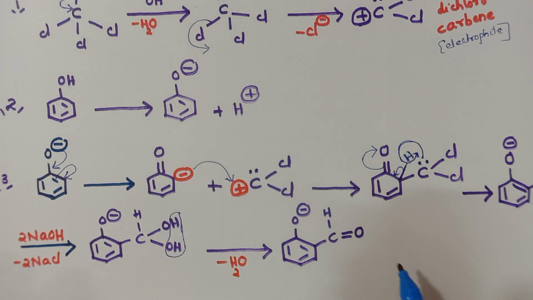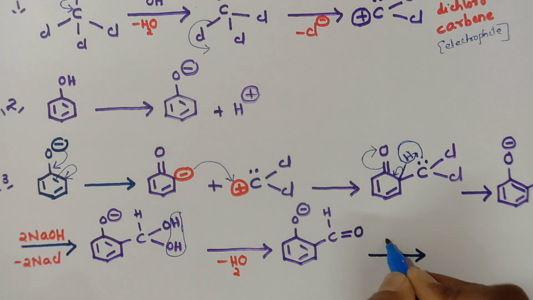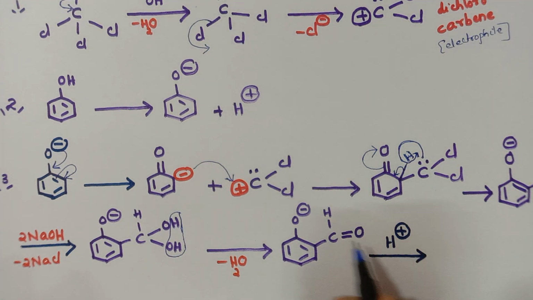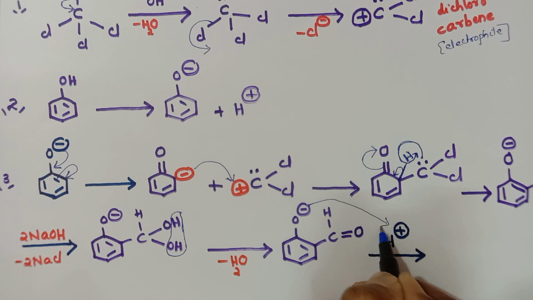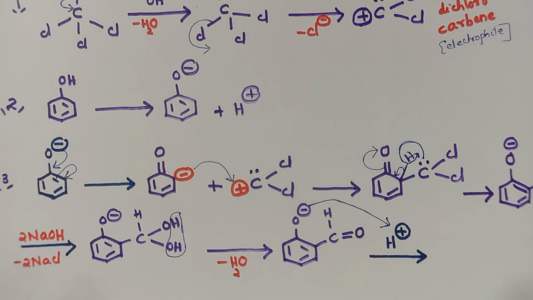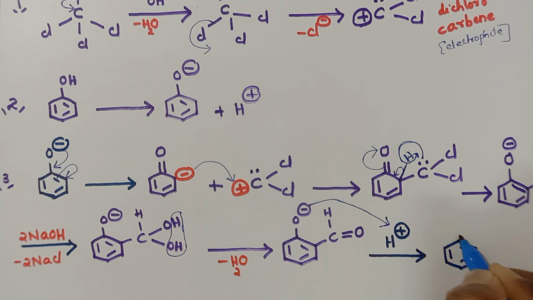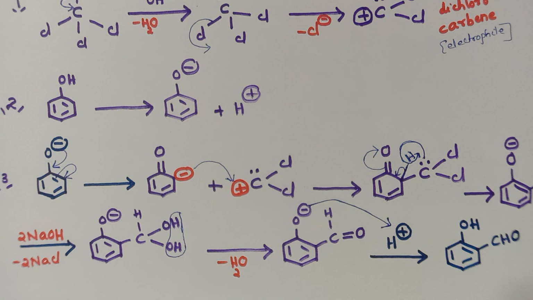Now the last step, addition of H plus. Okay, now this O minus takes up H plus, forming OH. So are we not getting the product which is written in the reaction, students? This is salicylaldehyde. OH, CHO. So this is the complete mechanism of Reimer Tiemann reaction, students.